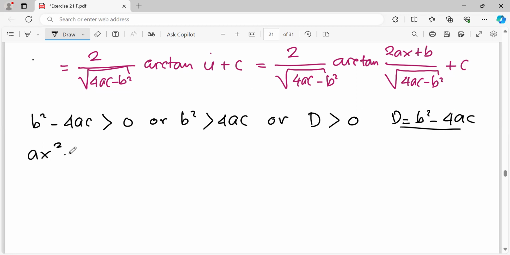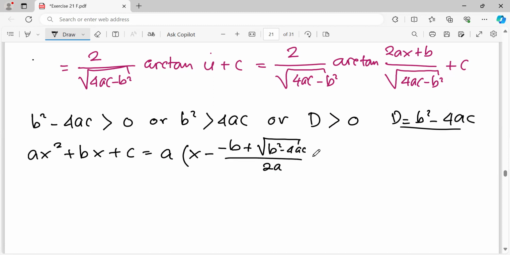Okay, we'll start from this expression, ax squared plus bx plus c. If we expand this and find the roots, we're going to find an expression like this: a times x minus negative b plus square root b squared minus 4ac over 2a, times x minus negative b minus square root d over 2a.